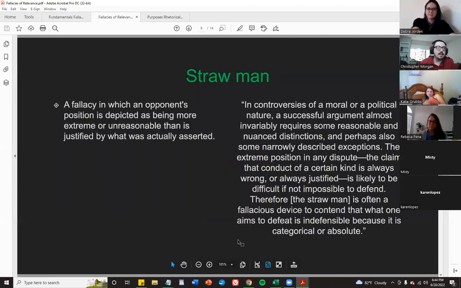The straw man. This is a fallacy in which an opponent's position is depicted as being more extreme or unreasonable than is justified by what was actually asserted. So in controversies of a moral or political nature, a successful argument almost invariably requires some reasonable and nuanced distinctions, and perhaps also some narrowly described exceptions. The extreme position in any dispute is the claim that conduct of a certain kind is always wrong or always justified.